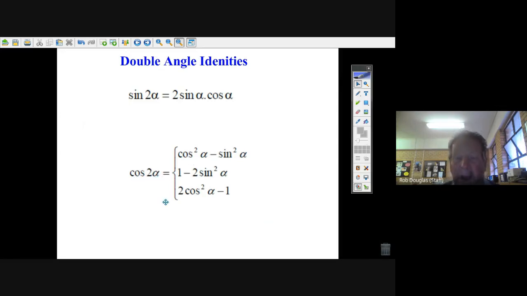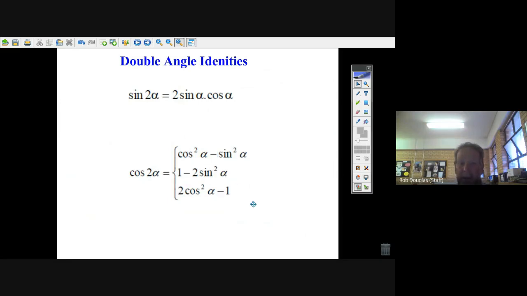But from grade 11 trigonometry, we knew that cos squared is really 1 minus sine squared. If you rub that out and put in 1 minus sine squared, you'll get 1 minus 2 sine squared. And if you rub out the sine squared and put in 1 minus cos squared, it'll give you 2 cos squared minus 1.